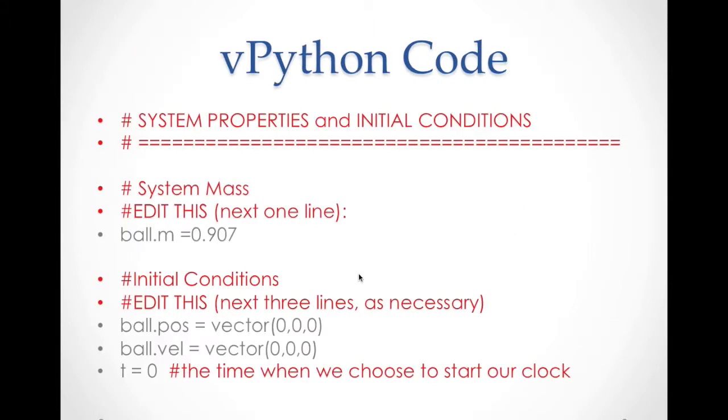Here's the VPython code that I used. Here I specify ball.m is 0.907, which is the mass in kilograms. The ball's position is set to be 0, which is the origin of the calculation, and ball.vel equals its initial velocity, which is 0, because the object that we're dropping is at rest. And t equals 0, so that's when we start our clock.